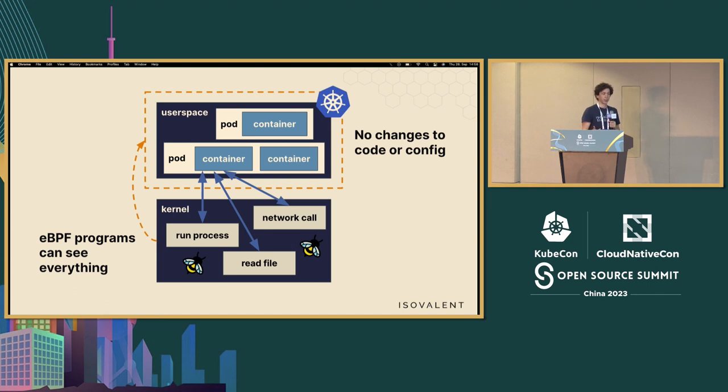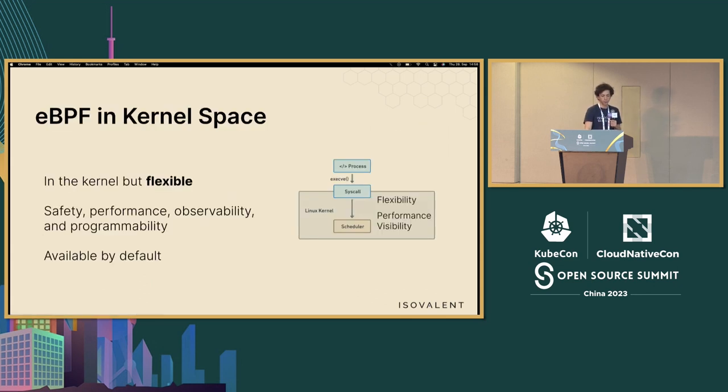And the other thing is you don't need to make any changes to your code and configuration because it's running in kernel space. Anything that's calling into kernel space will be seen by eBPF. So it's kind of no instrumentation, which is a really big benefit too.